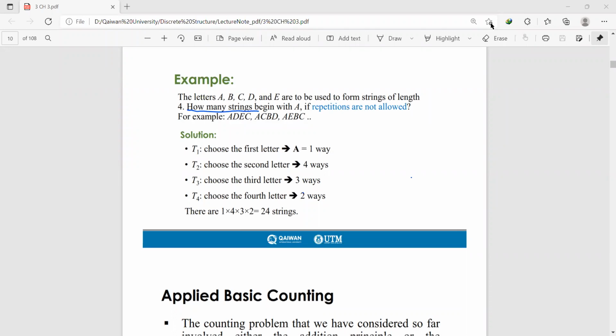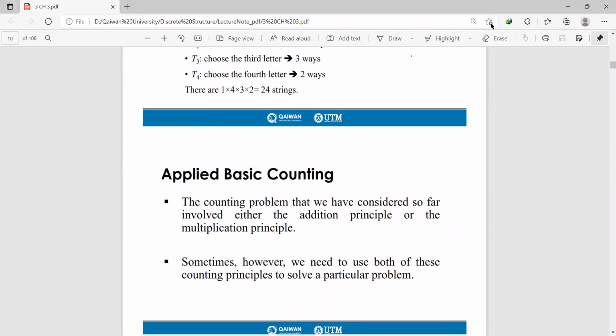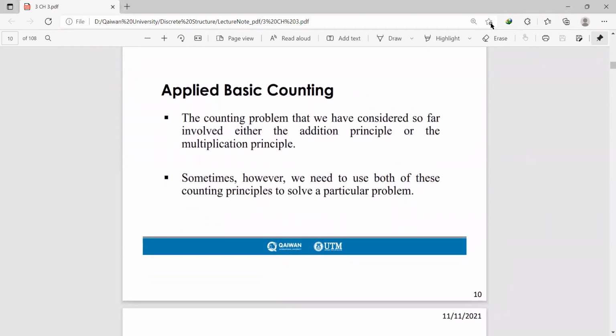In yesterday's class, we talked about counting principles. We also talked about addition and multiplication principles of counting. We now have applied basic counting. Up to now, we talked about those problems that need only the addition principle or only the multiplication principle.